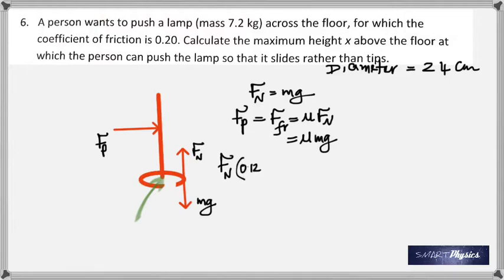And then, when you apply the force here, you see that this force creates a clockwise torque, right, about this point, while Fn creates a counterclockwise. You see that? According to the diagram that I've drawn. Fn creates a counterclockwise. Okay. So Fn times 0.12 should be equal to Fp times x.